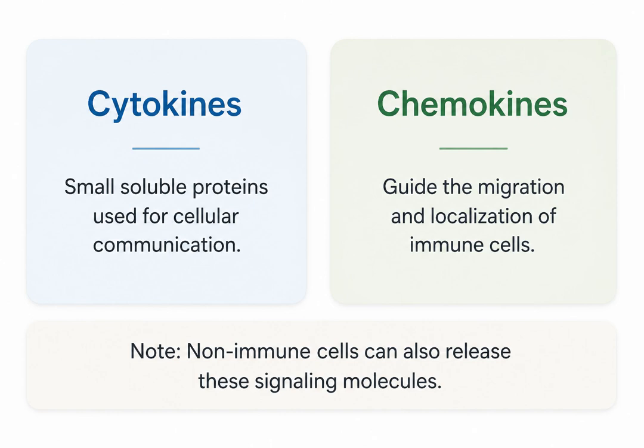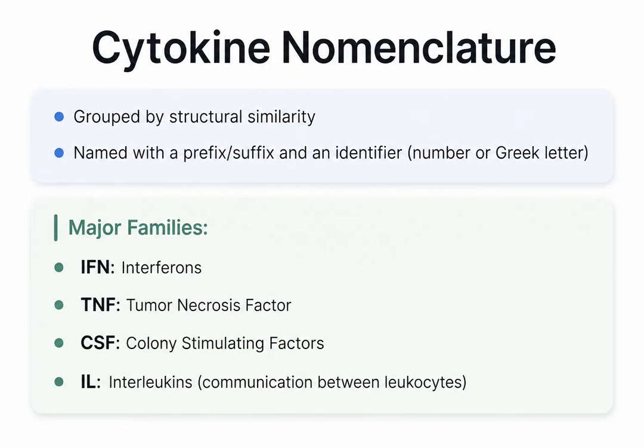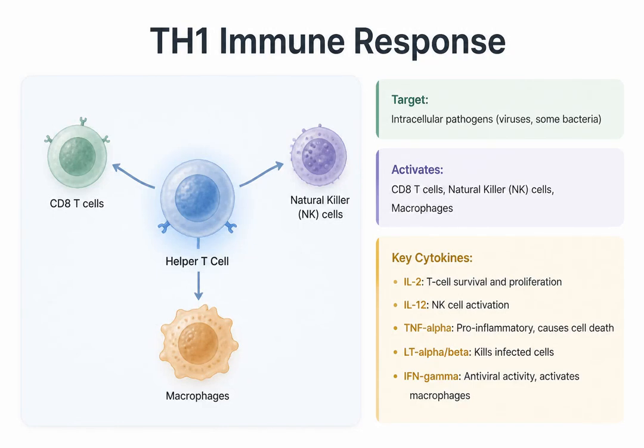And importantly, even non-immune cells can send out these signals to call for backup. Learning about these molecules can feel a bit like reading alphabet soup. Cytokines are grouped by structural similarity and usually have a prefix or suffix indicating their family. For example, interleukins were named because they facilitate communication between leukocytes, or white blood cells, though we now know other cells use them too.